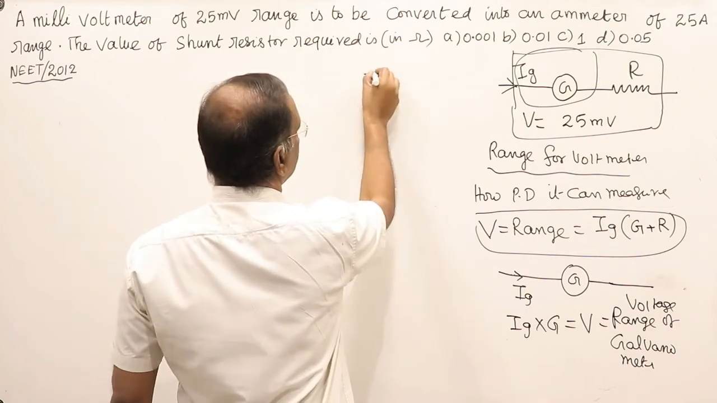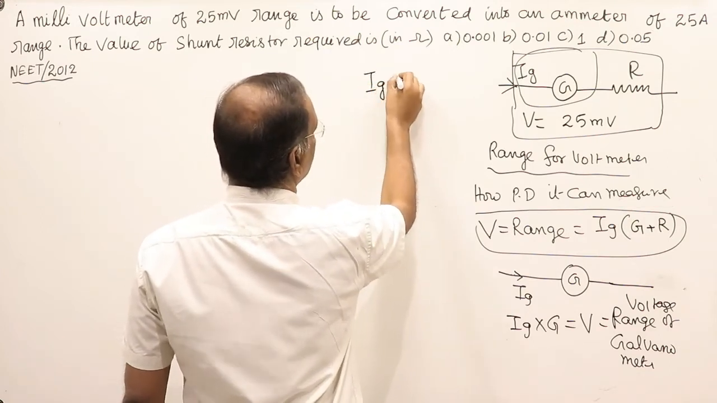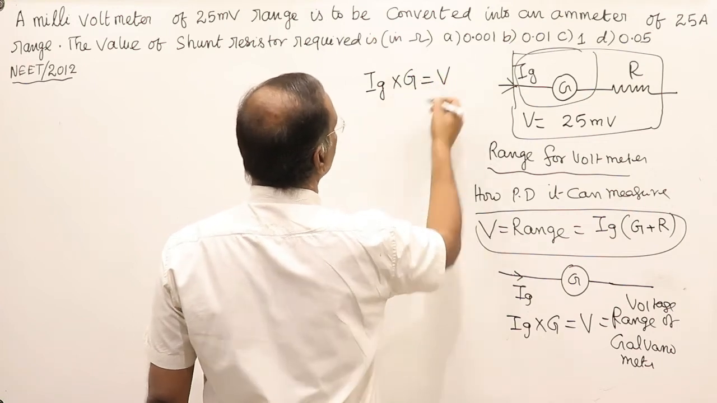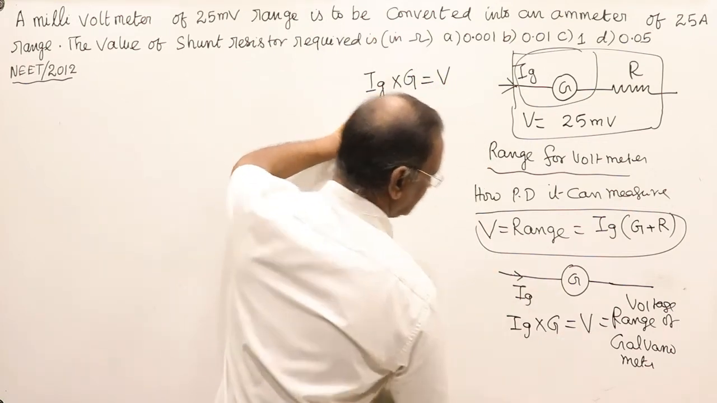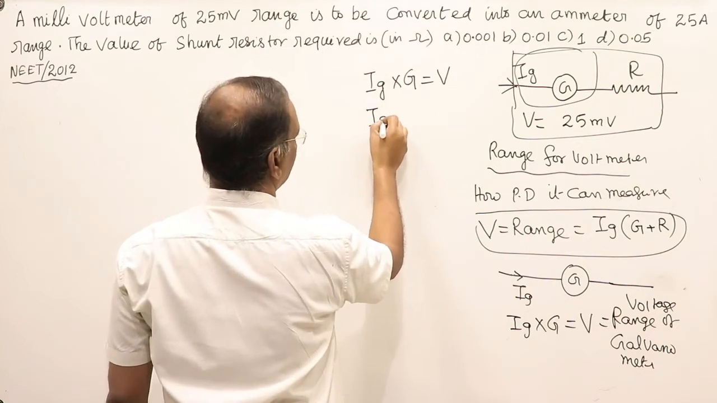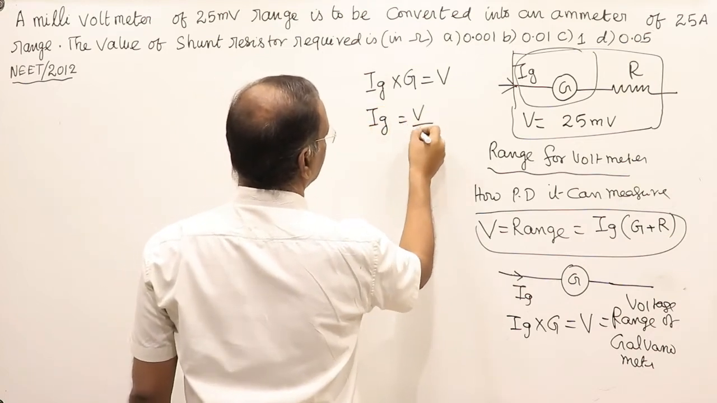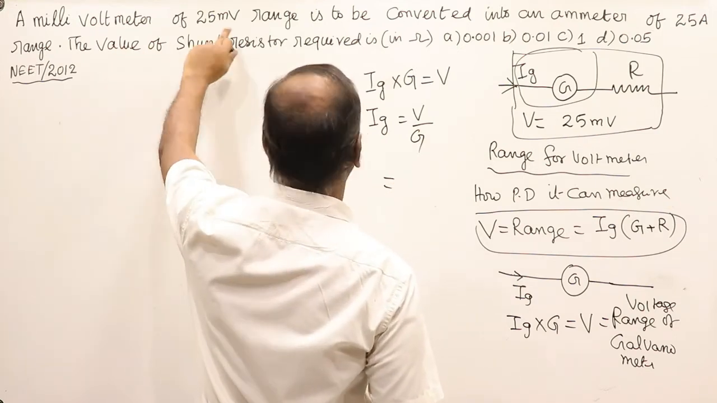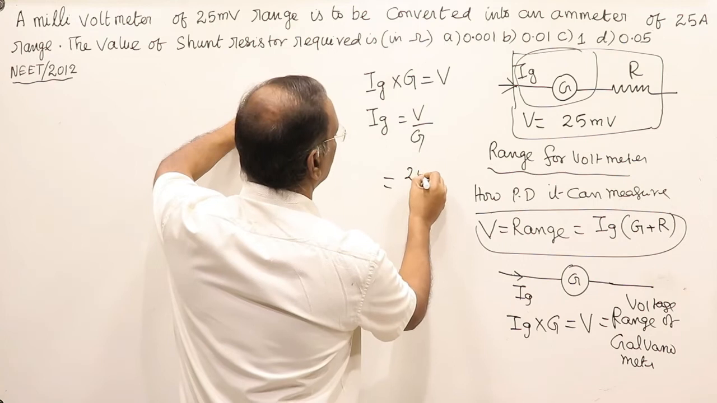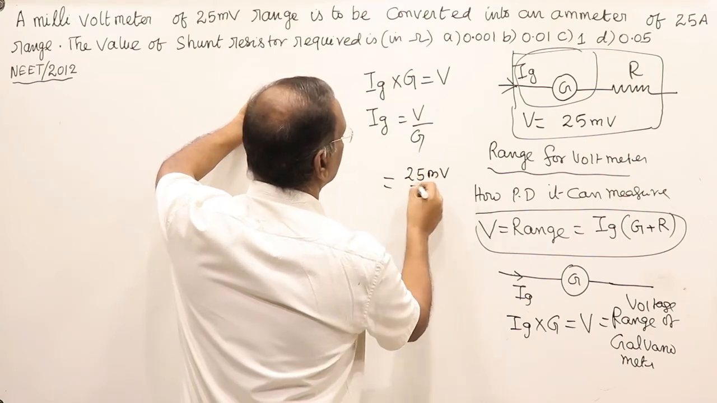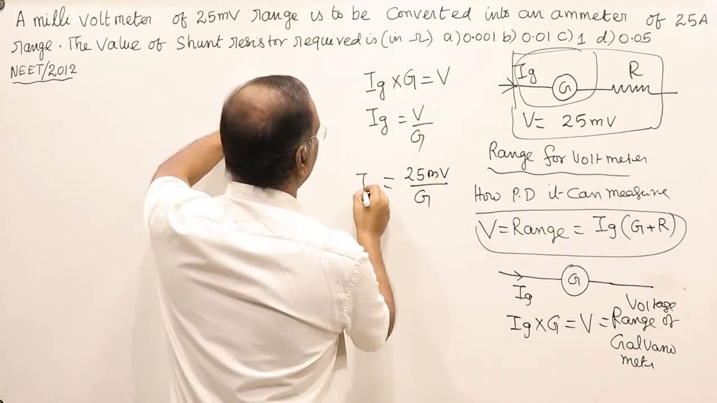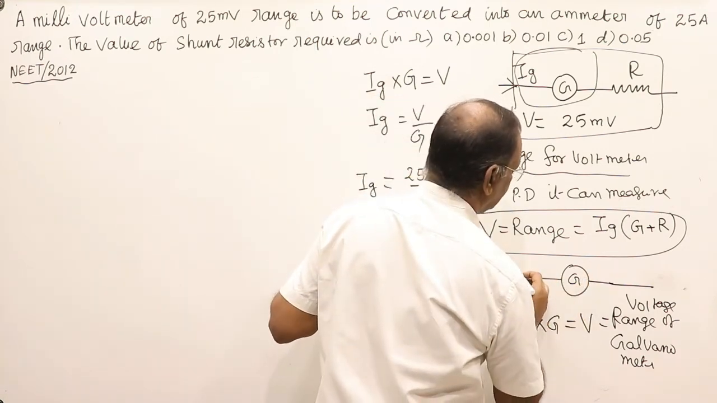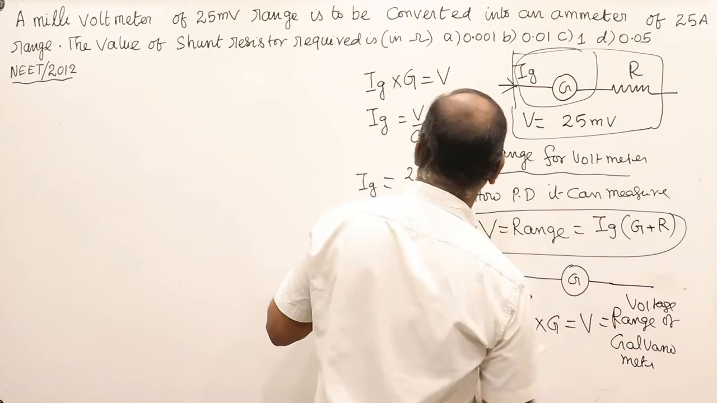Or Ig into the galvanometer resistance G is equal to the range of the galvanometer, or Ig is equal to V by G, where V is the voltmeter range of 25 millivolt. So Ig is equal to 25 millivolt divided by G. The maximum current that can be passed for this galvanometer is this much.